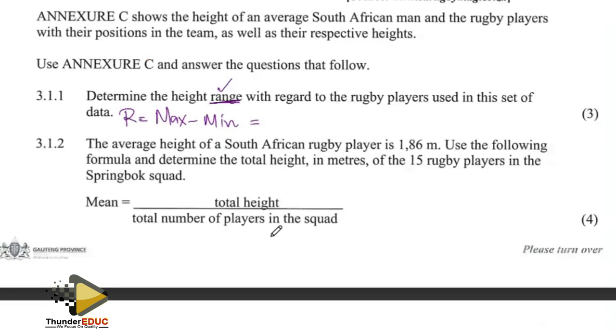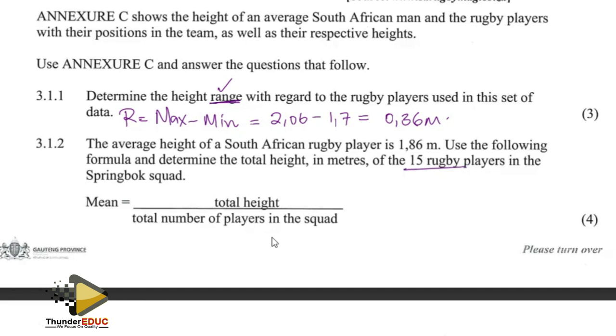So we shall say we've got the answer became 0.36 meters. All right, the average height of a South African rugby player is 1.86 meters average. Okay, use the following formula to determine the total height in meters of 15 players.